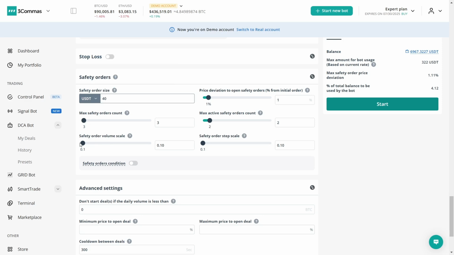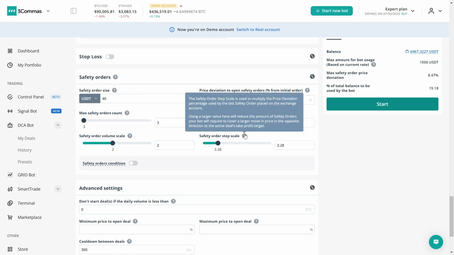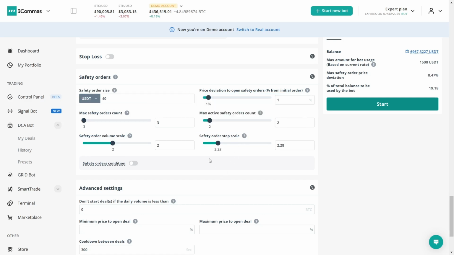Also, my volume scale will be 2. Sometimes it's much easier to just type it here. That means it will multiply by 2 for each additional level. And the step scale, let me check this. Yeah, step scale is how much percent the price must drop before placing a DCA order. Let's set it to 4%. So at each 4% the price drops, it will place another DCA order.